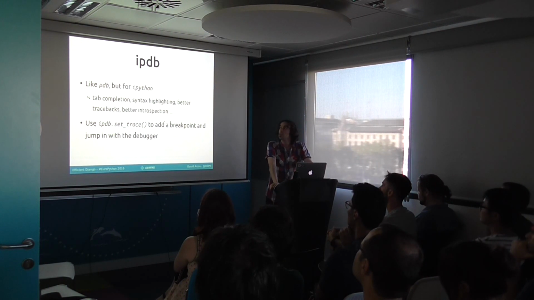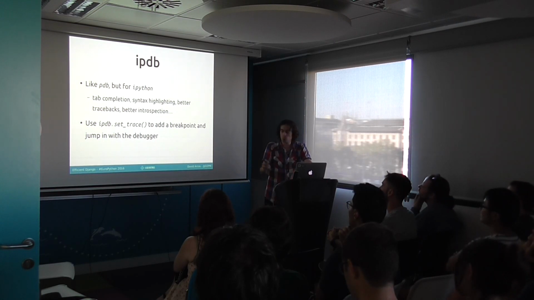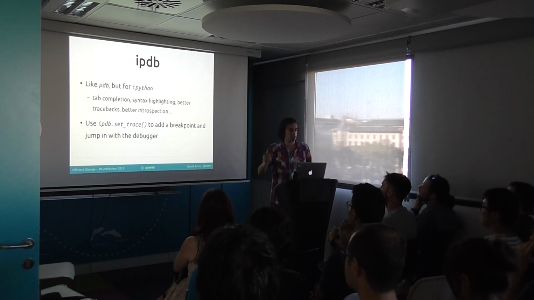IPDB. This is the Python debugger, but for IPython, the interpreter on steroids, they say. So IPDB is better than PDB. It allows you some really useful features that PDB doesn't, like tab completion, syntax highlighting, tracebacks, introspection. Just with this line, ipdb.set_trace, it will stop your program, your script, your application at a point, and then from the shell you can debug.